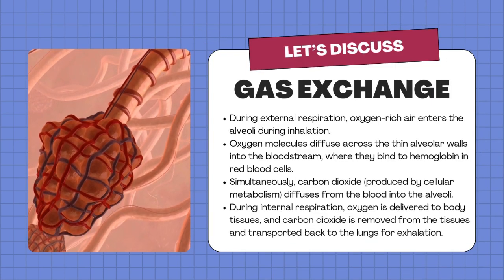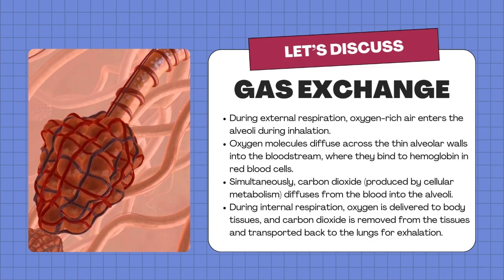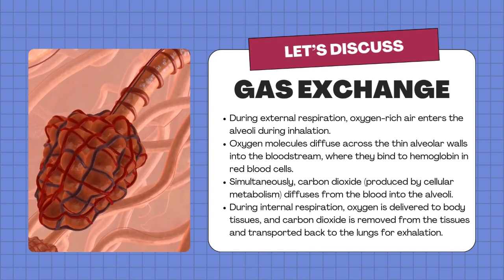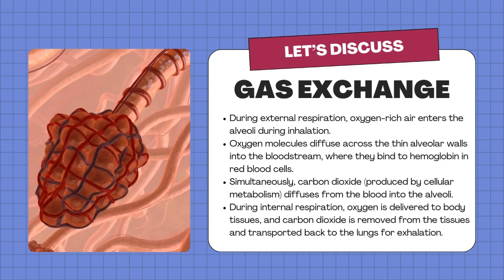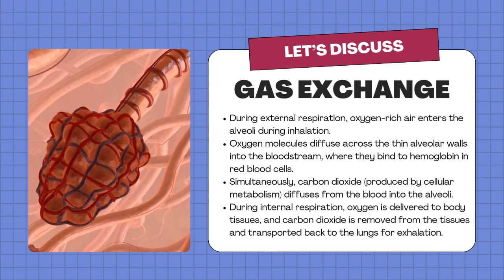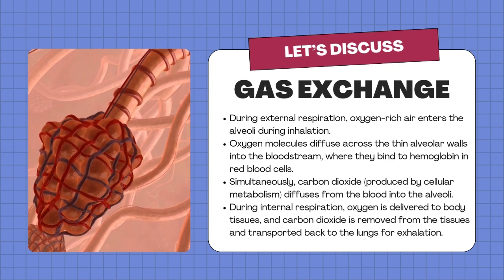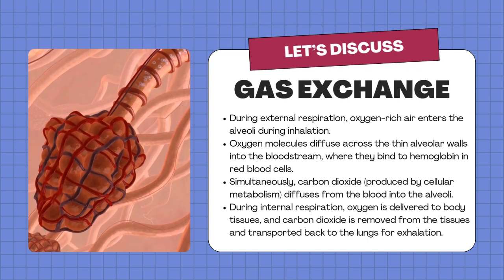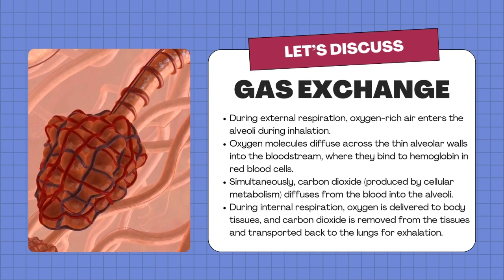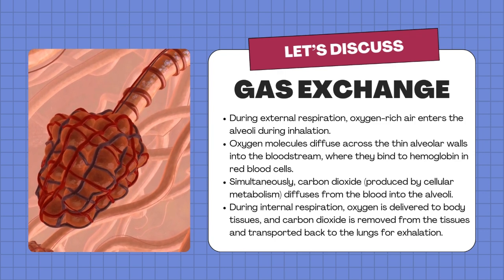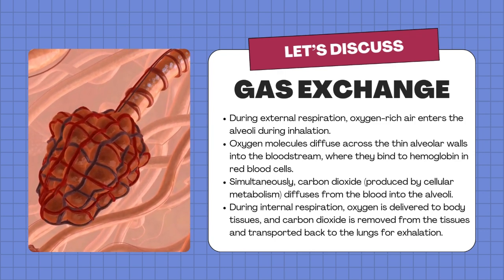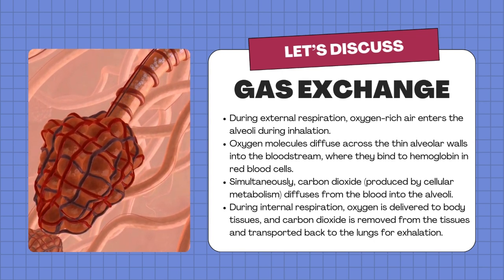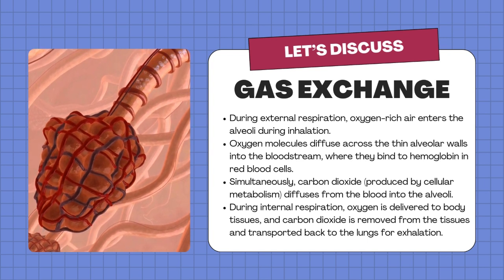Let's discuss gas exchange. During external respiration, oxygen-rich air enters the alveoli during inhalation. Oxygen molecules diffuse across the thin alveolar walls into the bloodstream, where they bind to hemoglobin in red blood cells. Simultaneously, carbon dioxide, produced by cellular metabolism, diffuses from the blood into the alveoli. During internal respiration, oxygen is delivered to body tissues, and carbon dioxide is removed from the tissues and transported back to the lungs for exhalation.